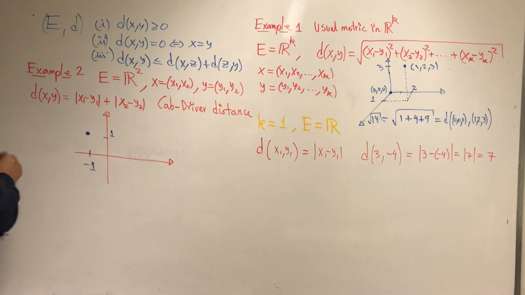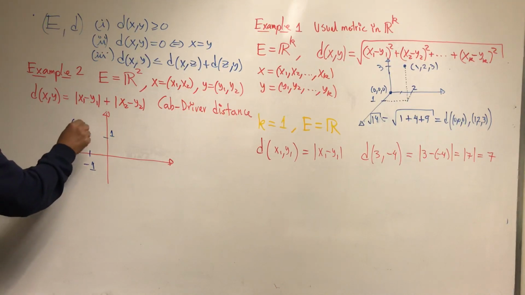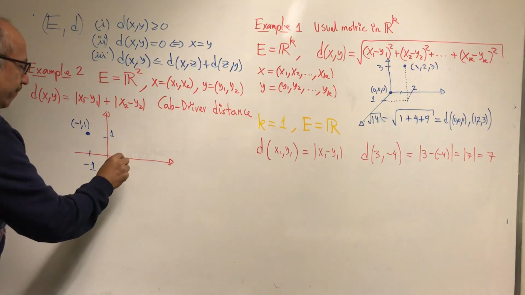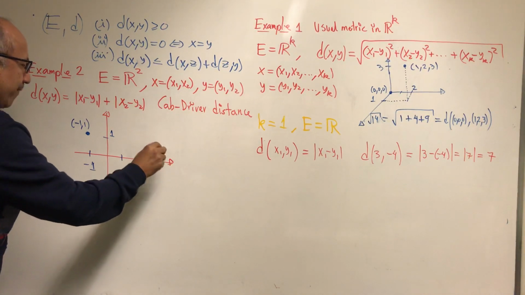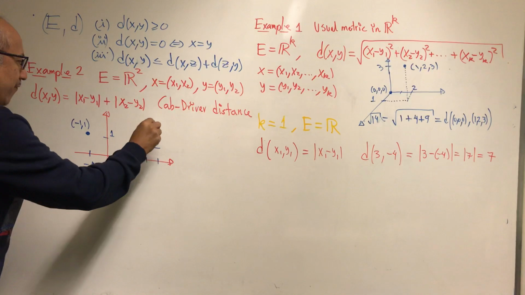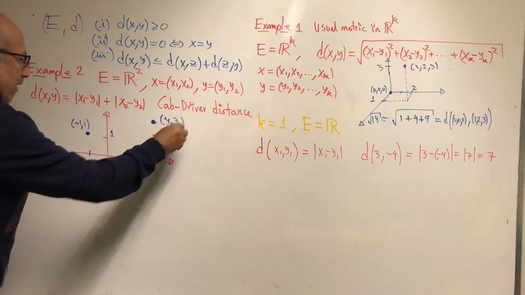What would be the distance between this point, -1, comma 1, and the point 4, comma 3?